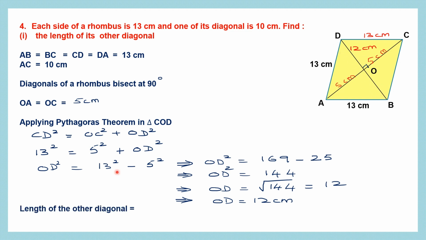So let's write that. So the length of the other diagonal, that is OD plus OB, which is 12 centimeters plus 12 centimeters. And what is our answer? 24 centimeters. So this is our answer. The length of the other diagonal is 24 centimeters.